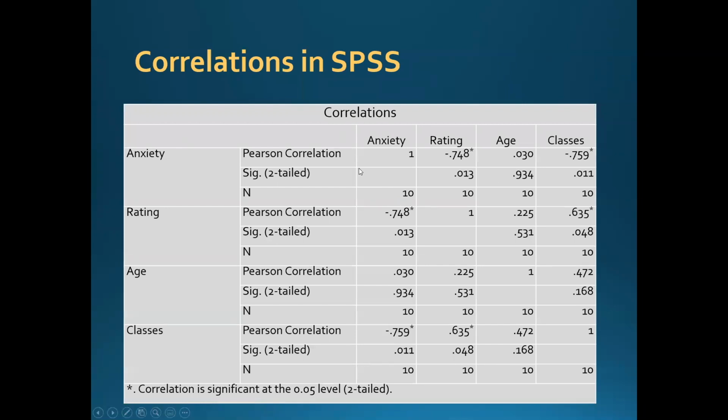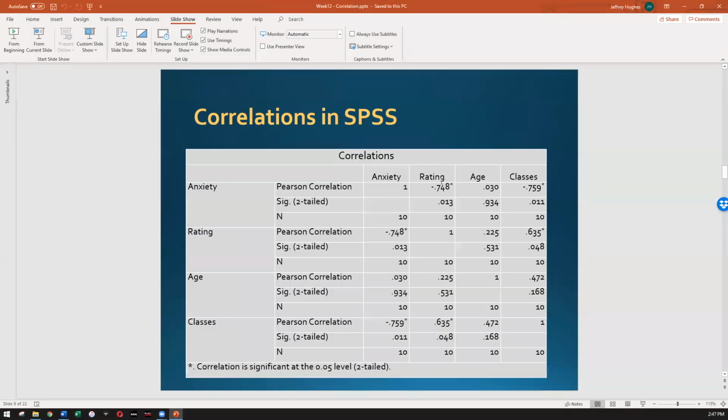Let's look at the correlation between anxiety and rating. To do that, we go to anxiety on the left-hand side, or we can start up here, it really doesn't matter. But let's start at anxiety over here and go all the way over to rating. We know that if we are interested in the correlation between anxiety and rating, we just need to look at these three boxes.